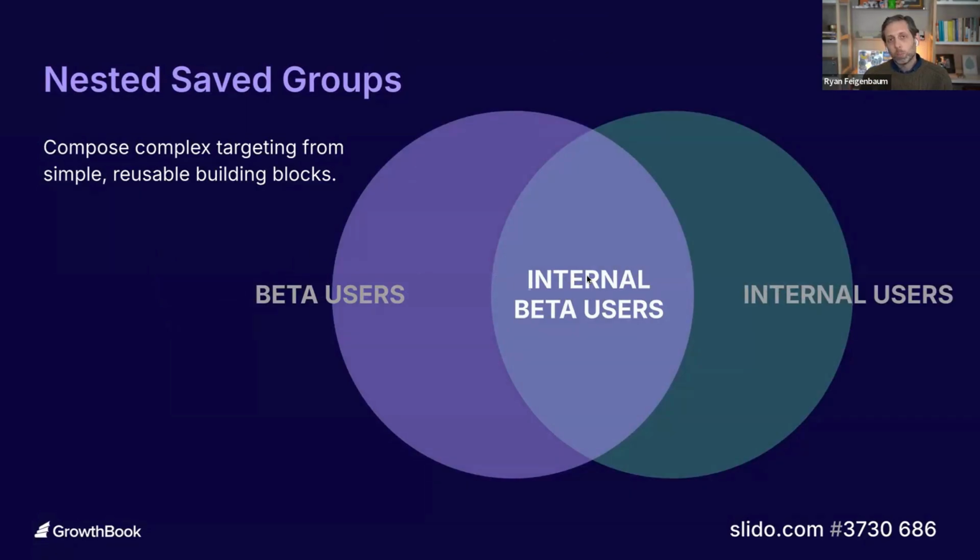And what we did is build on that to now make it composable, so you can build more complex logic here. So in this example, we have beta users, we have internal users, and then we have this nested saved group that combines them into internal beta users.